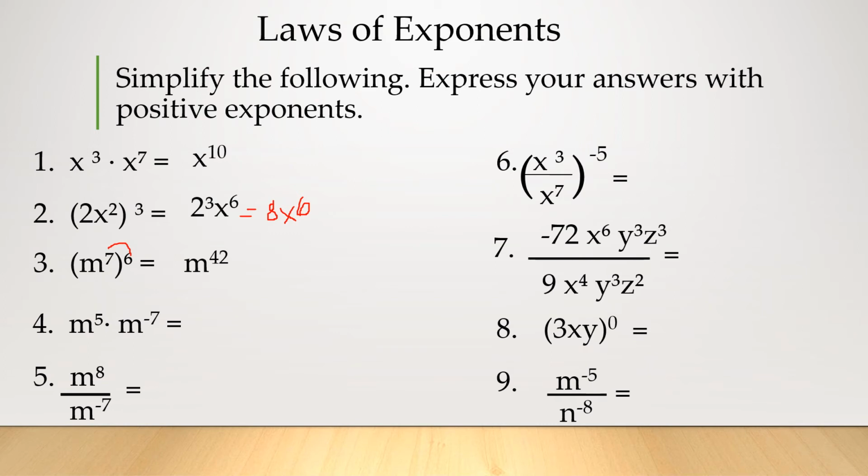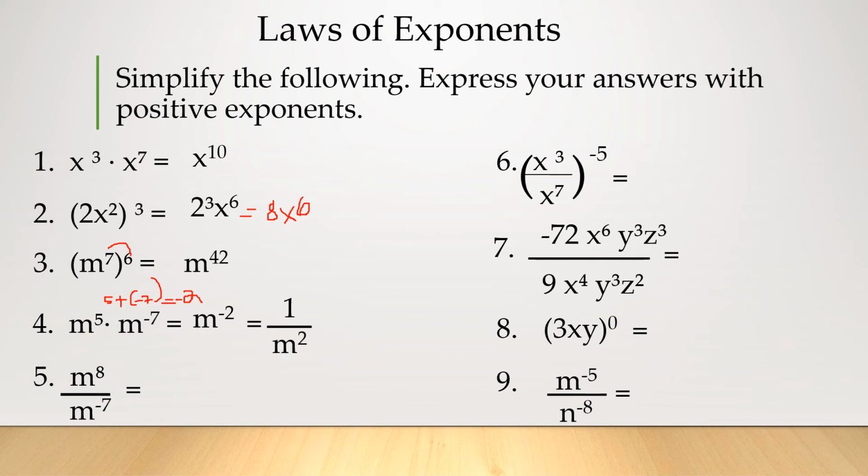And here, we have m raised to the 5th power times m raised to the negative 7. It means we're just going to add 5 plus negative 7, and that is equal to negative 2. Right? Okay, so that is now m raised to negative 2. And what is m raised to negative 2? We are not allowed to have negative exponents, so we can get the reciprocal of that and put that m raised to negative 2 in the denominator, it becomes positive.